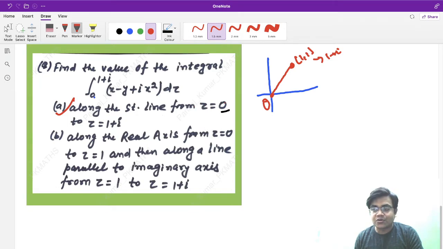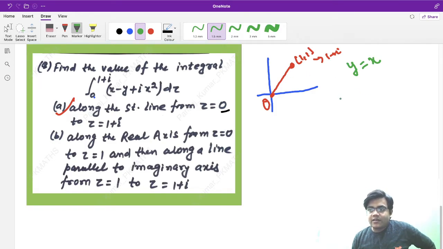z equals 0 to z equals 1 plus iota. So you have to integrate directly from z equals 0 to z equals 1 plus iota. So what shall you do? Certainly you are moving along y equals x in this direction, because this is the line y equals x, isn't it?